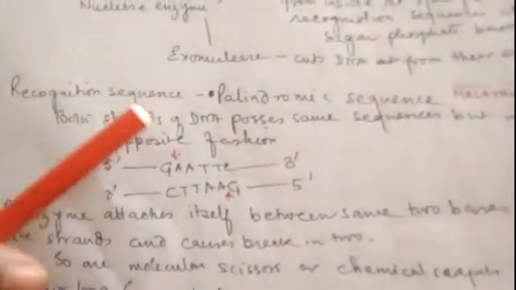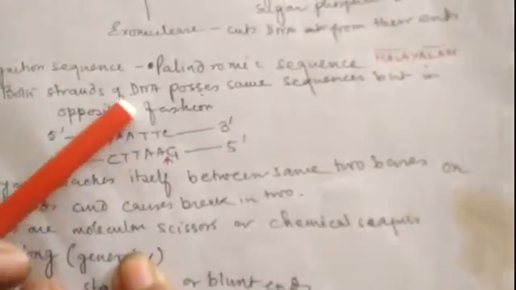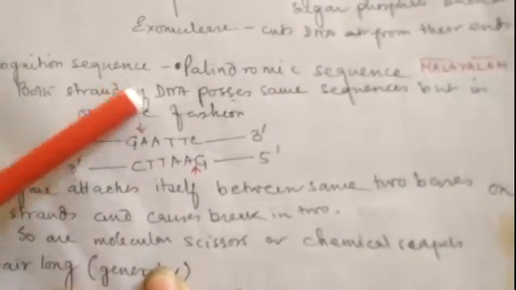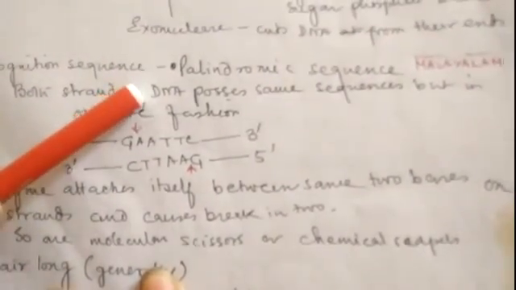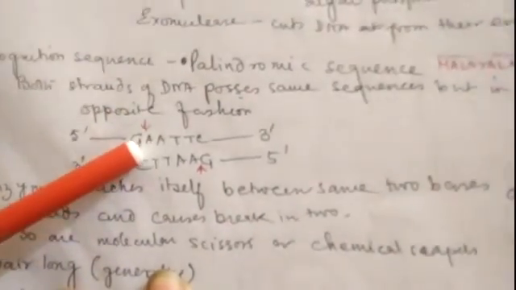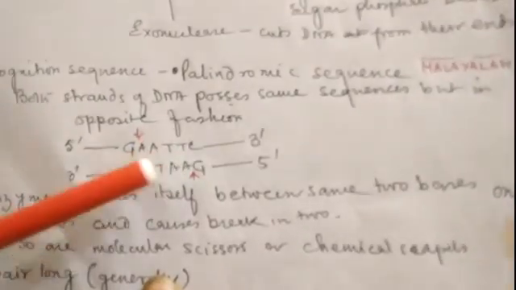Now already we have discussed that restriction endonuclease cut the DNA at specific site. Clear? Now this is called recognition site. So that particular specific site where a restriction endonuclease cut the DNA is called its recognition site. Now this recognition site have some characters. What are they? Number one, it should be a palindrome.